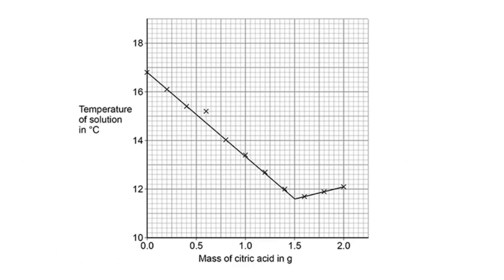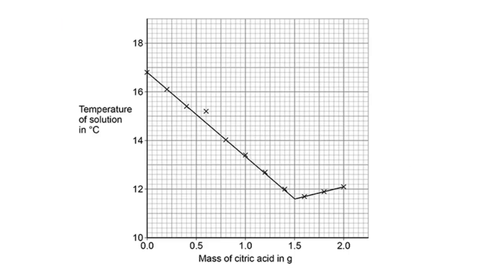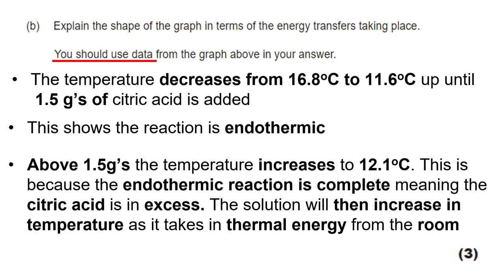Here's clearly an endothermic reaction, and you're asked to explain the shape of the graph in terms of the energy change. And it said I should use data from the graph. If you don't use data from the graph, it's one of the most common mistakes to make. You're not going to get any marks.